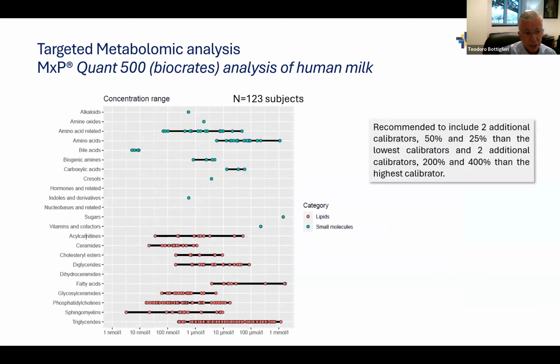Now, breast milk is a bit of a challenge in the sense that it has a very wide concentration range for these metabolites, from the low nanomolar up to the high micromolar and even millimolar range across all these different classes. A modification that needs to be made to the kit when using human milk is to add additional calibrators at the low end and the high end in order to capture this complete range and get good AMR, analytical measurement range, coverage.